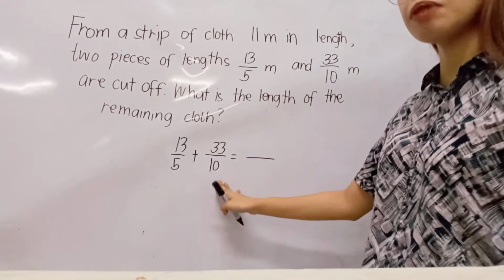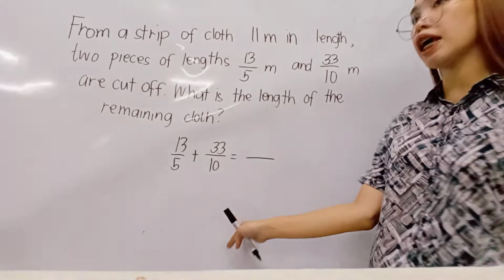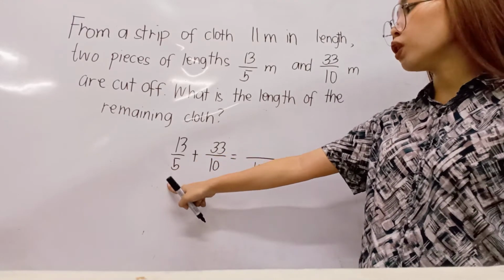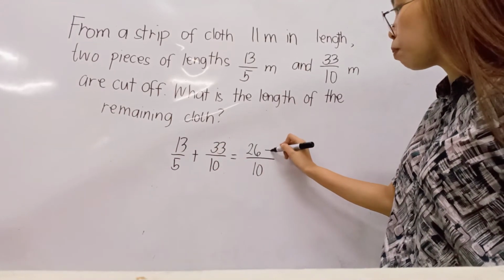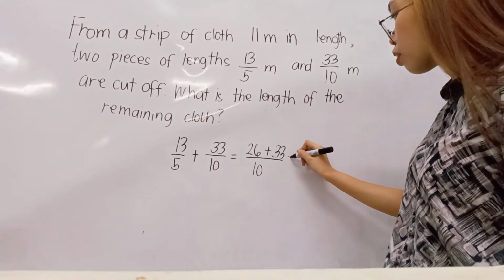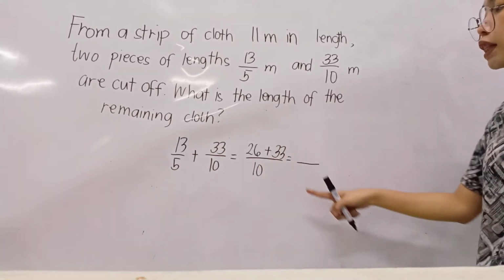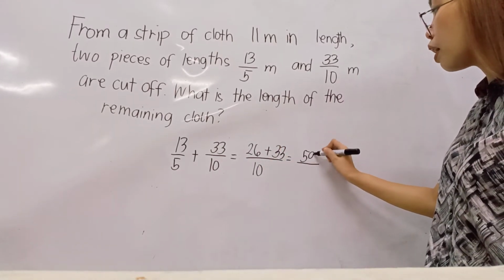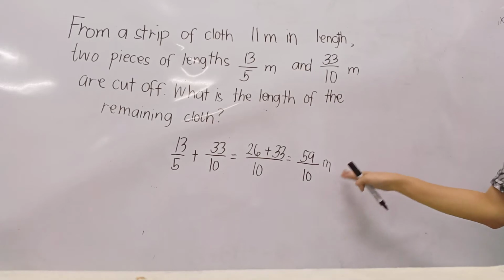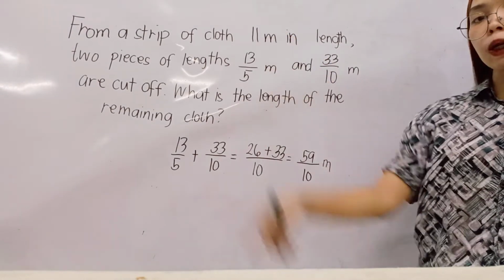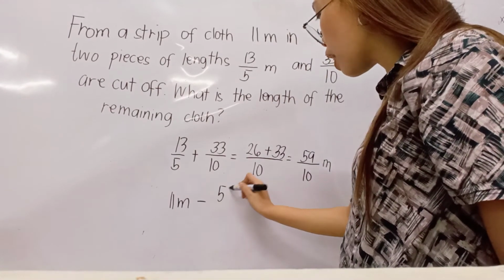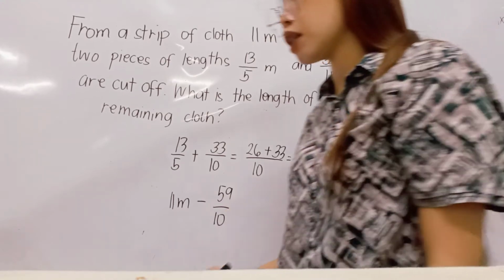Since they are dissimilar fractions, I will make them similar first by getting the LCD, which is 10. 10 divided by 5, 2 times 13 is 26, plus 10 divided by 10 is 1 times 33 is 33. That is 59 over 10. So this is the length that we are going to subtract from 11 meters. Okay? So 11 meters minus 59 over 10 meters.